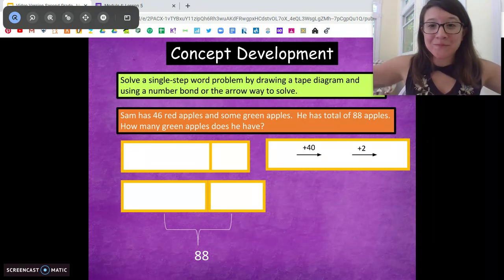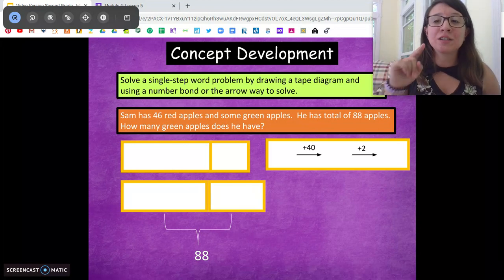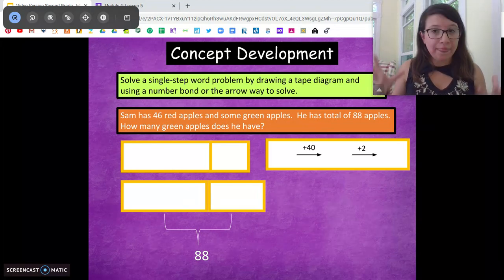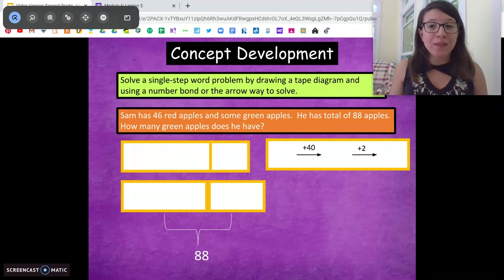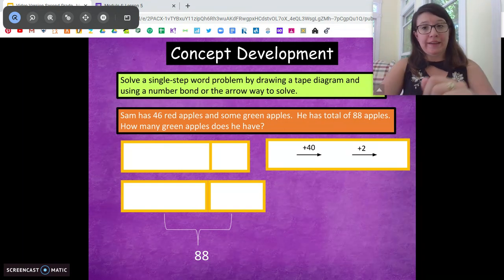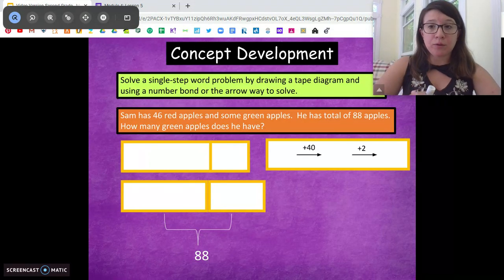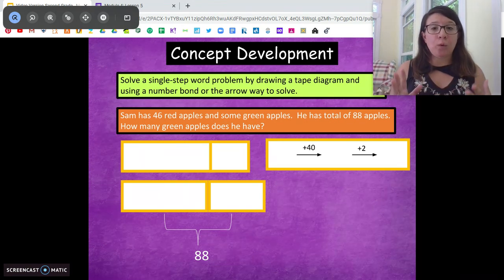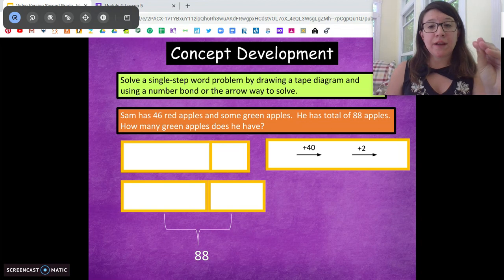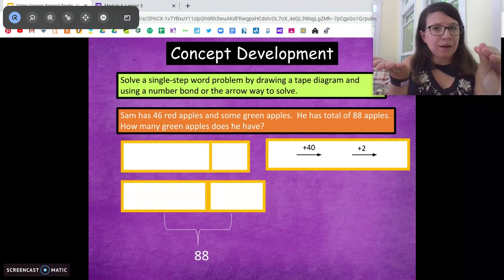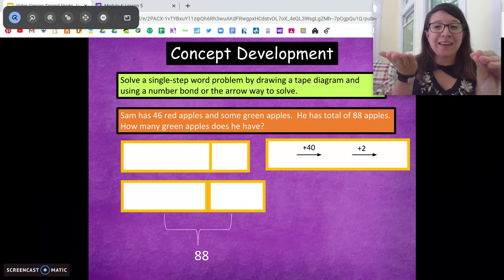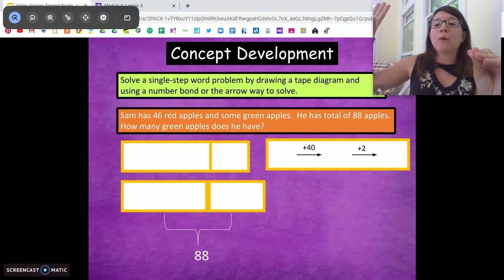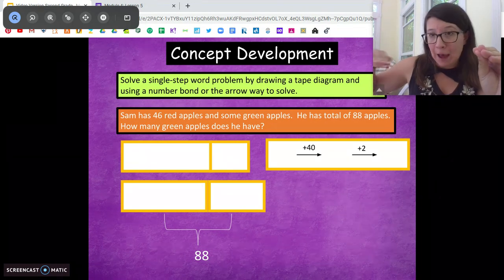Don't solve yet. I want you to pause, talk to someone at home about what this problem is asking and how this one is different than the last one. So pause, talk about those things now. Yeah, so this problem is an unknown problem. We know he has 46 red apples. Do we know how many green apples he has? We don't, right? We need to find that unknown. That's our unknown. But we know he has a total of 88 apples.